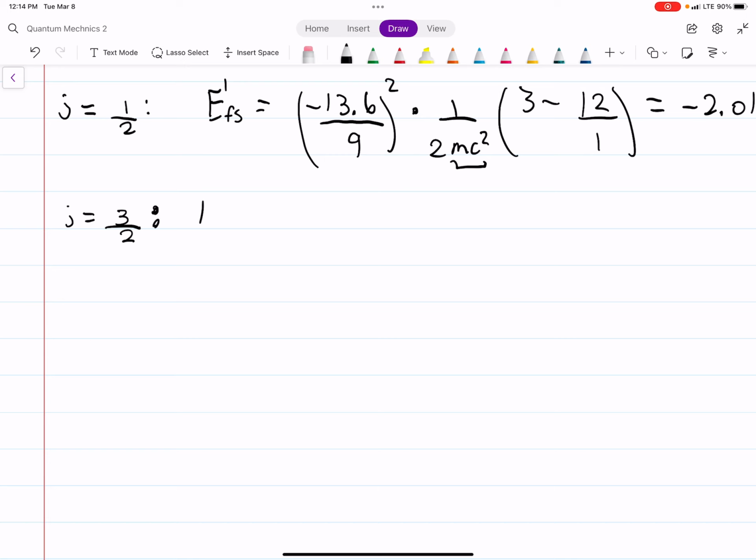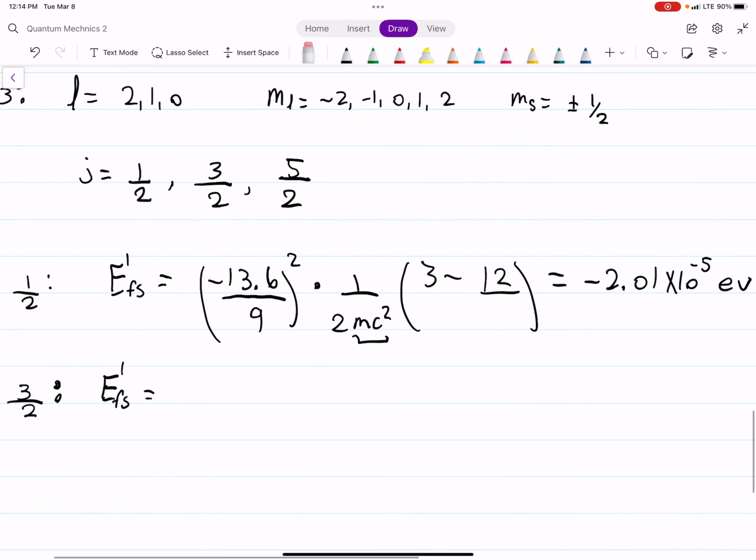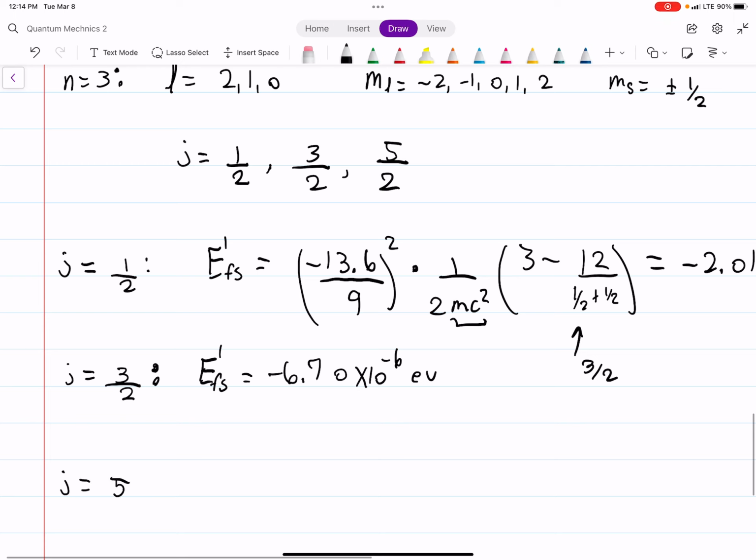I'm sure you guys are kind of comfortable with this, so I'm just going to plug in what you'll get. The only thing that changes is this was 1/2 plus 1/2. In this case, it becomes 3/2, and then you plug it into a calculator. When you do that, you get minus 6.70 times 10 to the negative 6 electron volts. J equals 5/2. That 3/2 just becomes a 5/2. And your fine structure energy is minus 2.23 times 10 to the negative 6 electron volts.